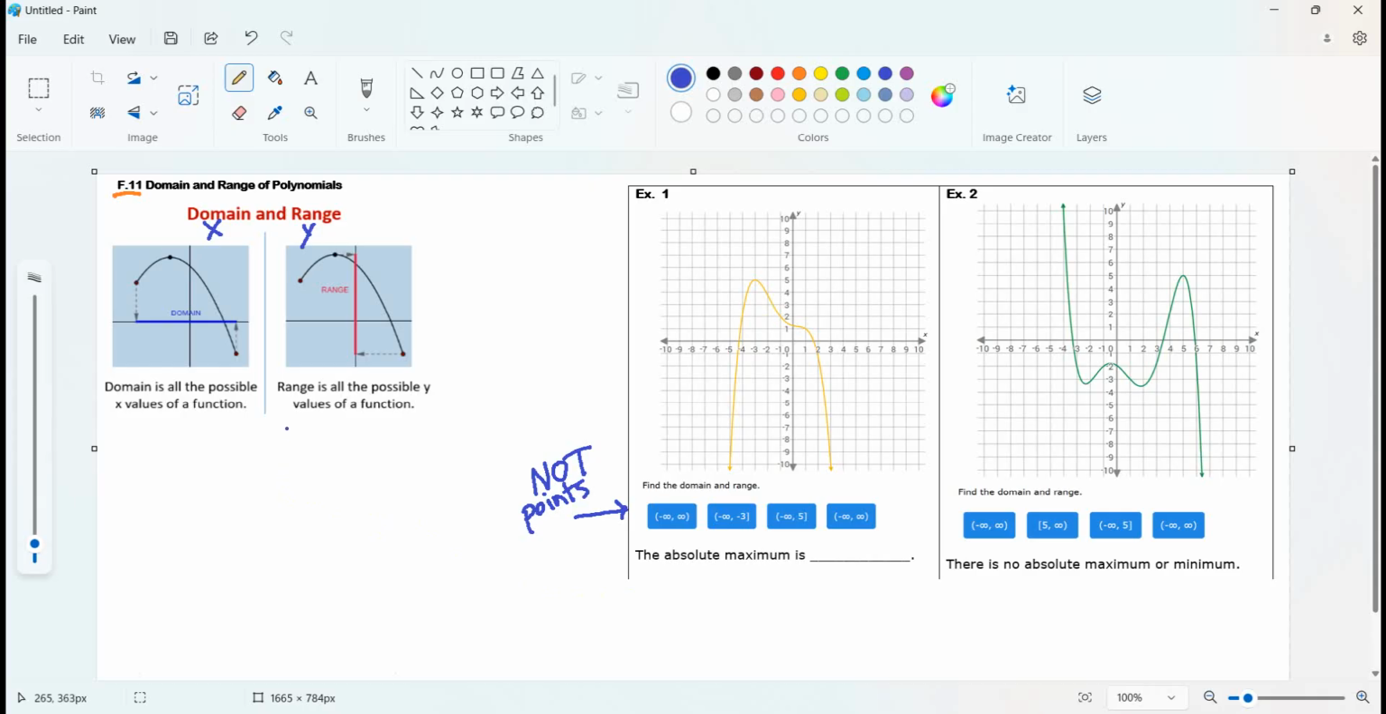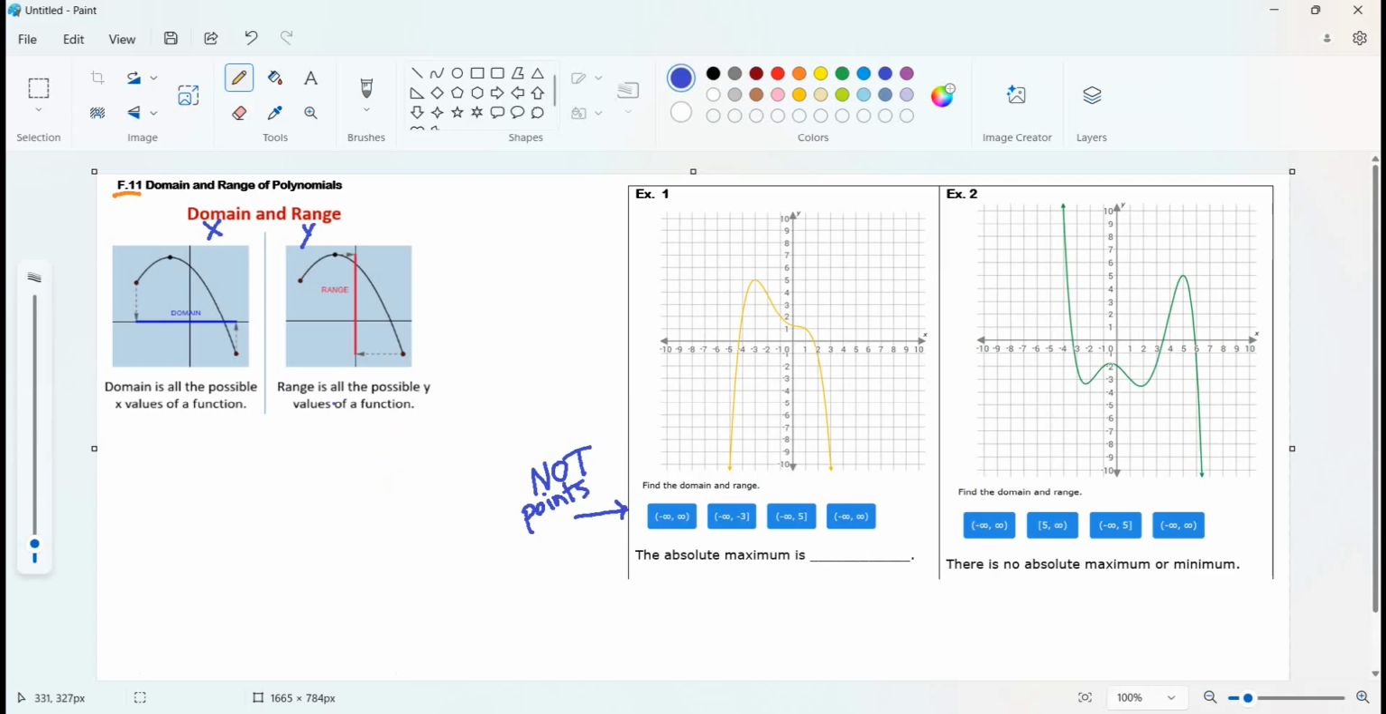This is Mrs. Becky again, and I'm going to explain how to do F11 in IXL Precalculus, and that's going over the domain and the range of polynomials with their graphs. I don't think we have any equations, but this should not be that long.